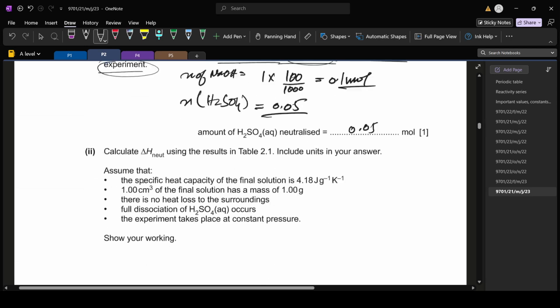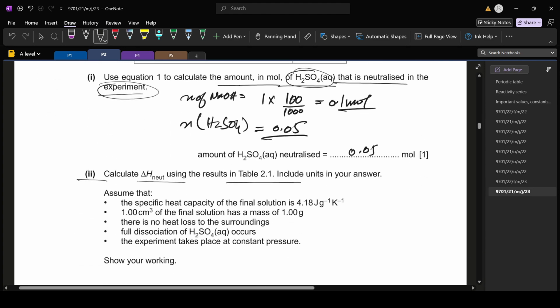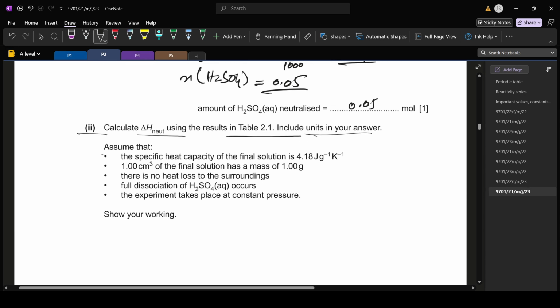Okay, now part 2, calculate the enthalpy change of neutralization using the results in table 2.1. Include units in your answer. Assume that the specific heat capacity of the final solution is this, and 1 cm cube of final solution has a mass of 1 gram. There is no heat loss to surroundings. Full dissociation of sulfuric acid occurs. The experiment takes place at constant pressure.